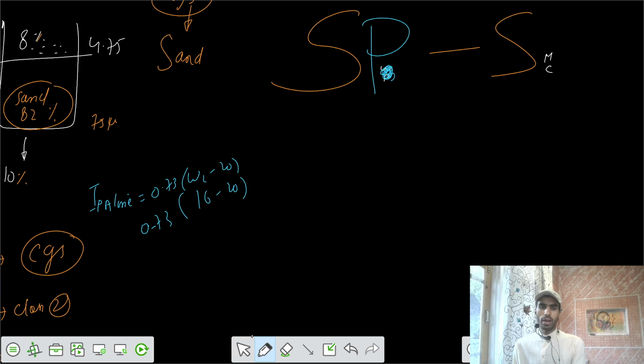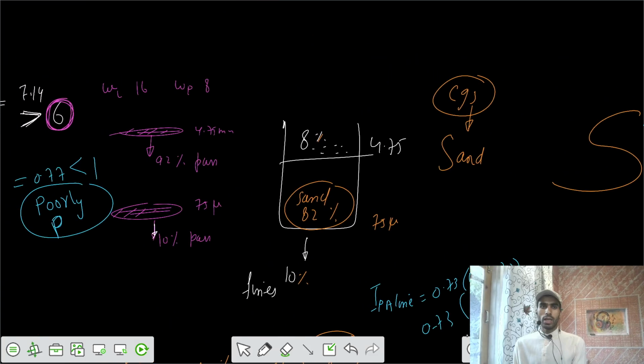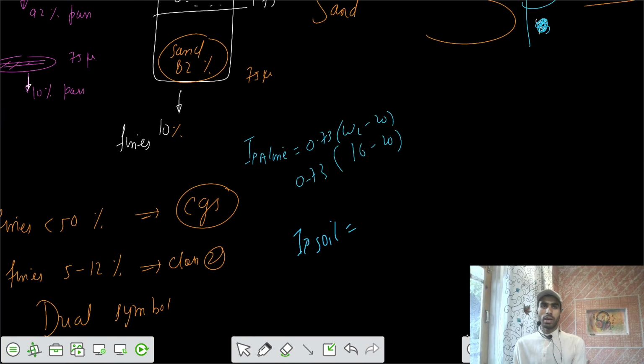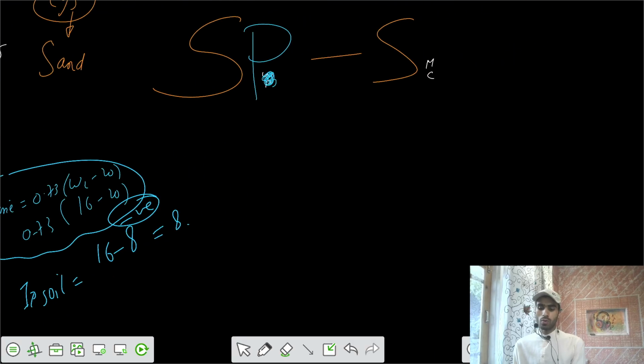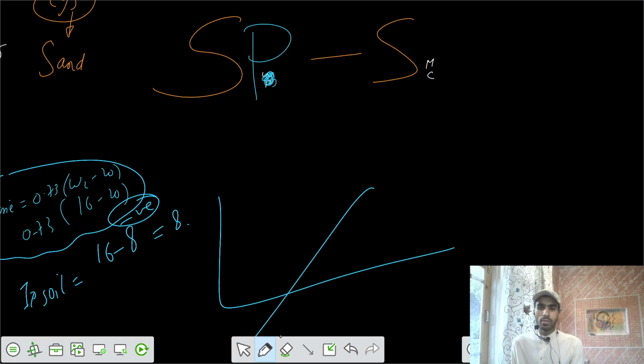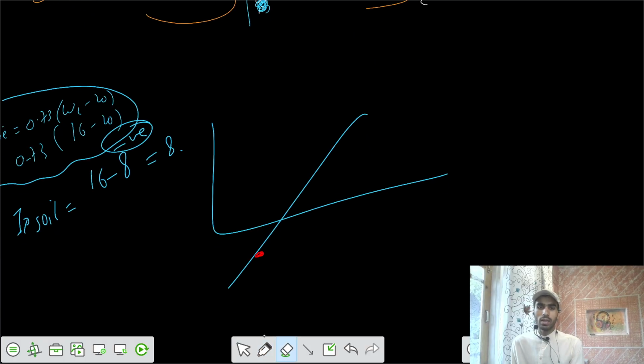And what is the value of IP for the soil? IP for your soil is liquid limit minus plastic limit, 16 minus 8, so that's actually 8. The A-line value is negative, so the IP for your soil is more. So we can say that it is clay. When you have a negative value of that line, you are having clay also.